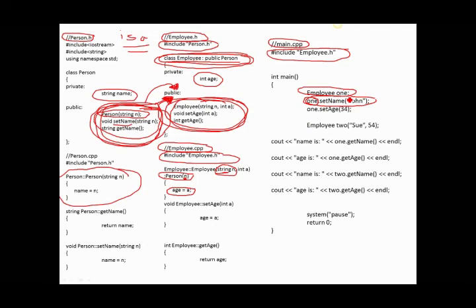So now using my employee object 1, I can set the name for an employee, I can set the age for that employee, I can use the parameterized constructor here. I created another object of employee called 2 and invoked the parameterized constructor, so Sue is 54. And then I can just go ahead and cout and call getName, getAge, getName, getAge for the 2 different objects. This would print out name is John, age is 34. And this will print out name is Sue, age is 54.